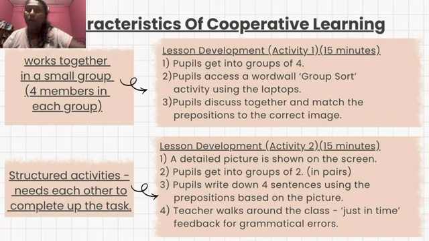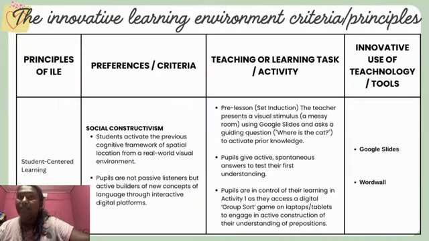Activity 1 is the small group activity where people work together with four team members using laptops for two to complete a word wall group sort activity, discussing where to place different prepositions. Activity 2 was the structured independence. Here people shifted into pairs to write sentences based on a detailed picture. They must work together to finish while the teacher moved around providing immediate just-in-time grammatical feedback. Moving on to the next slide.